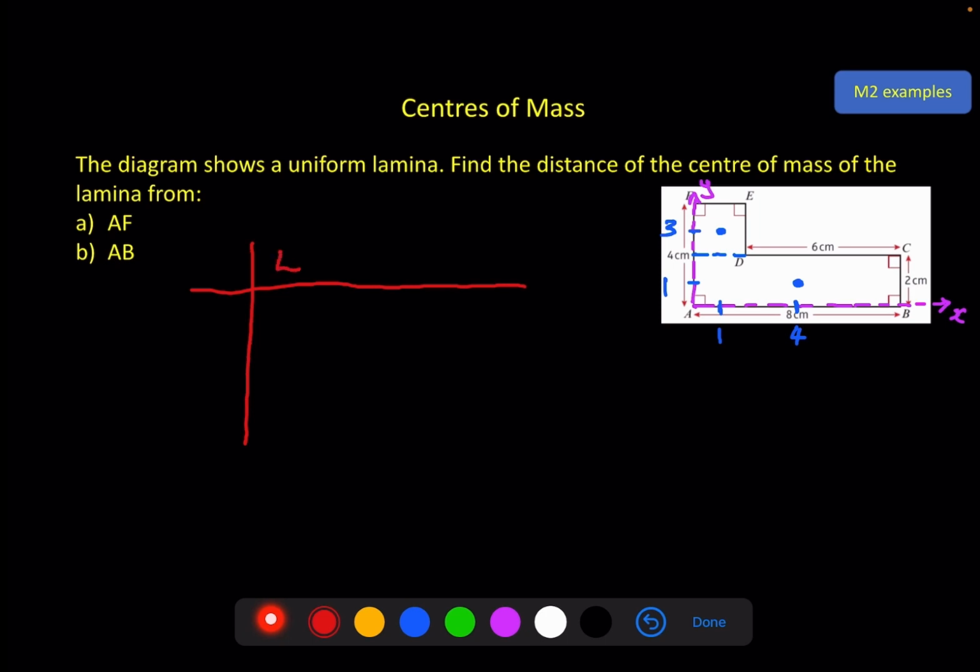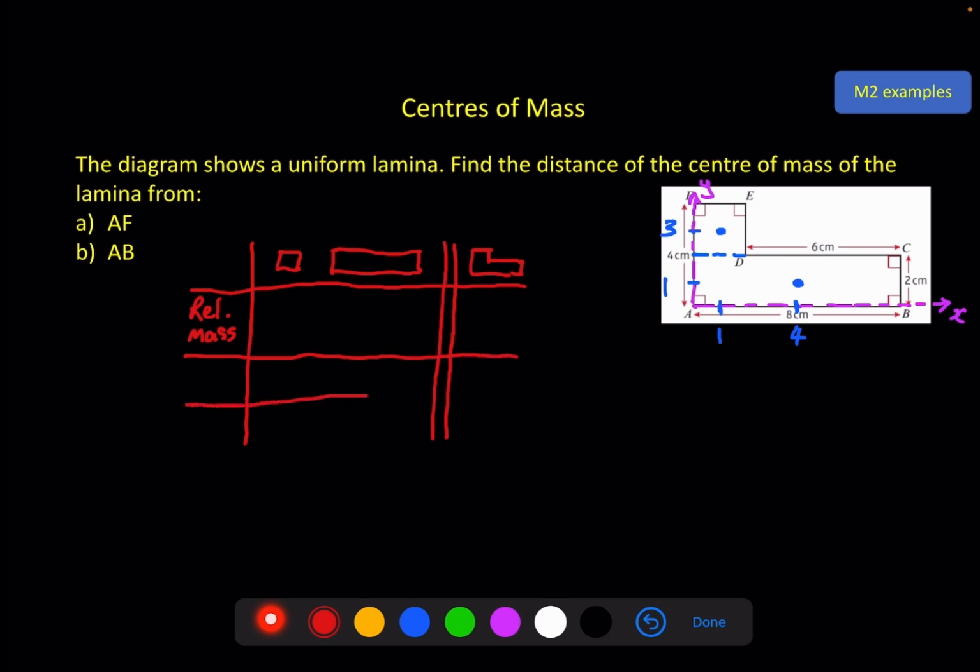So again, I've got a small piece, other small piece, and then the full shape together. Relative mass, which I'm going to calculate by finding the areas, and then the x-coordinate and the y-coordinate of the center of mass of each shape. Area of the square is 2 times 2, that's 4. The area of the rectangle is 8 times 2, 16, so the total area is 20. The square has center of mass coordinates (1, 3), and the rectangle (4, 1), the full shape (x bar, y bar).